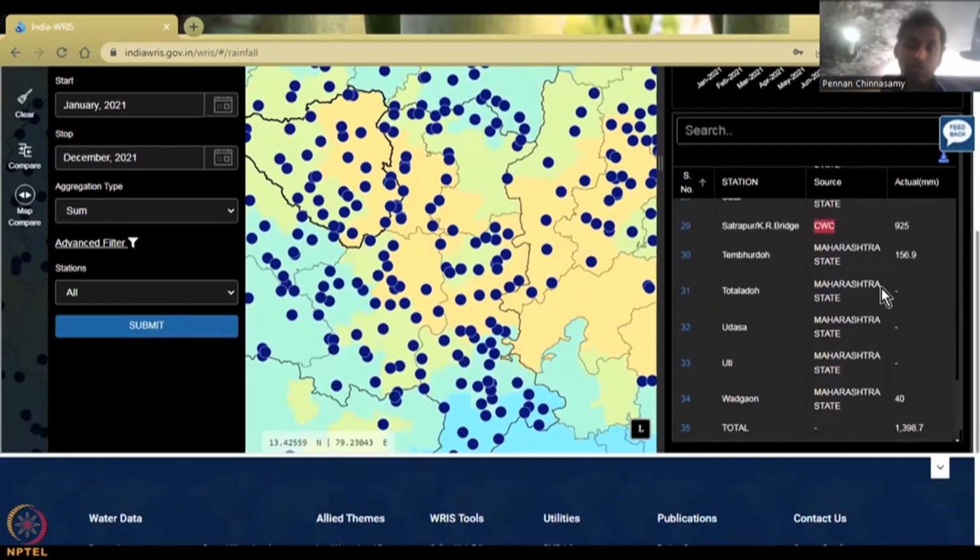When a dash is put in the actual millimeter rainfall column, that means that station is there, but it is not collecting data. Some issue is there. Maybe the person didn't go and collect data, or the instrumentation is broken or under repair maintenance. So for now, let's take number 30.